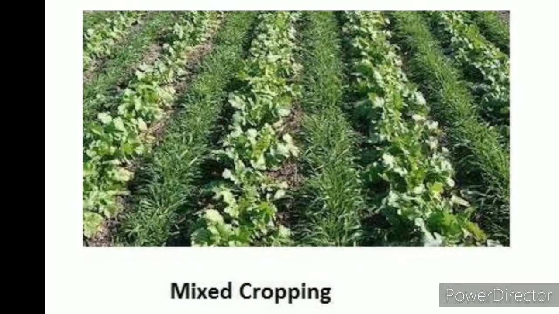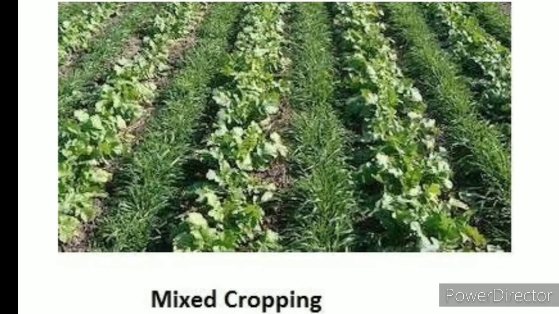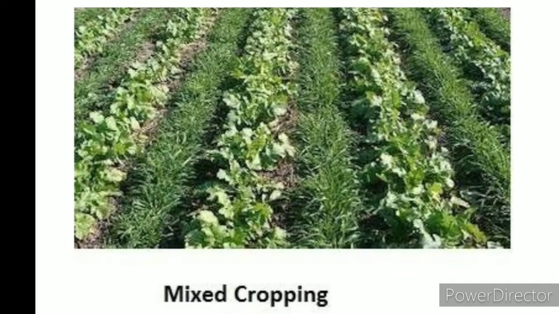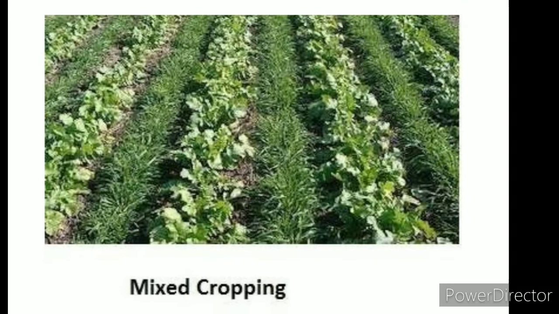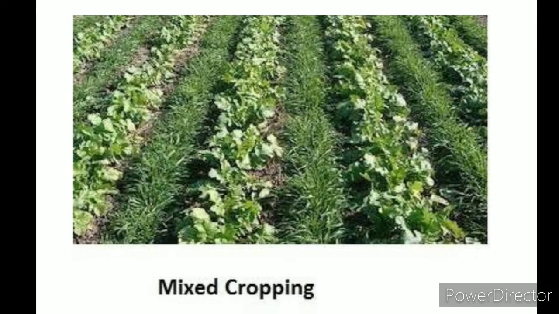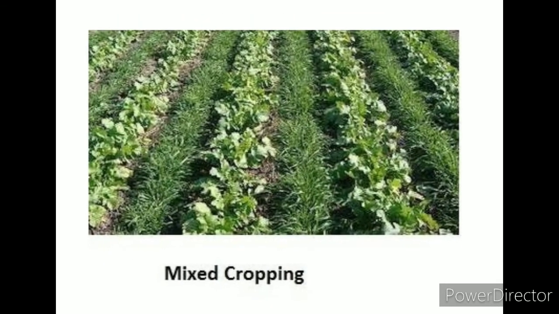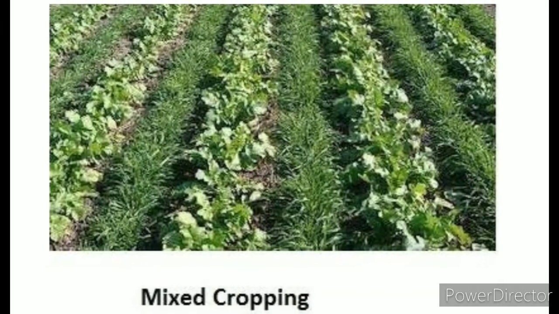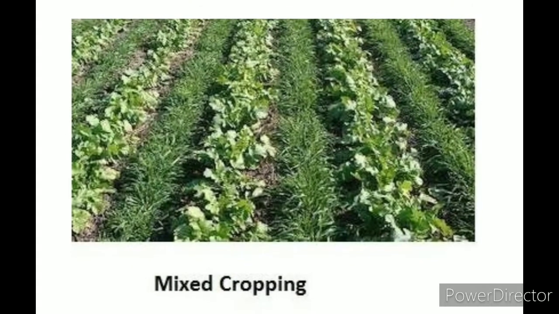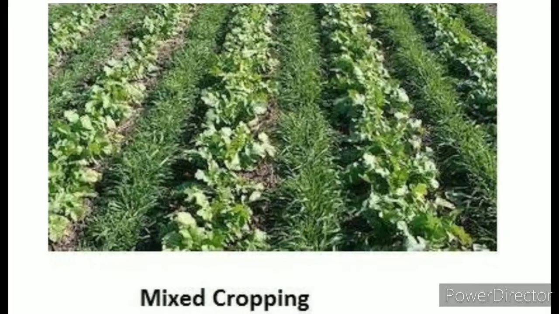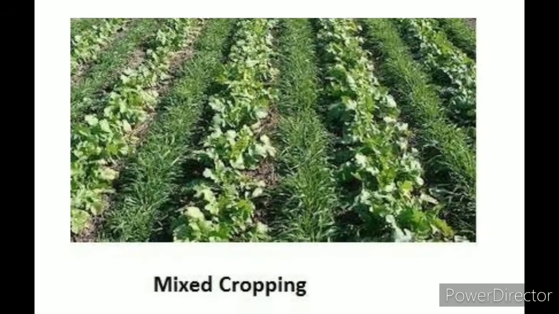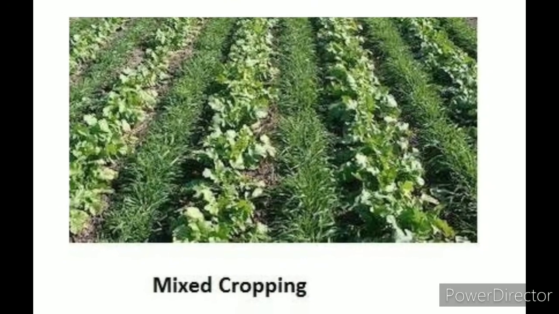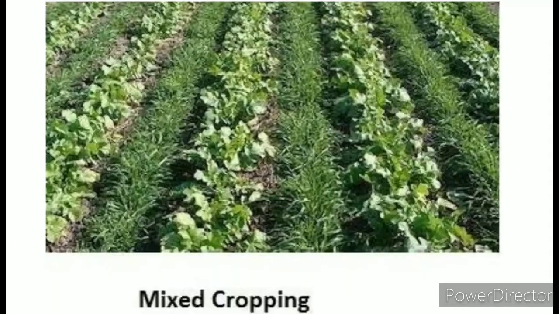Mixed cropping or multiple cropping is the practice of growing two or more crops in the same piece of land during one growing season instead of just one crop. When multiple crops are grown simultaneously, this is also known as intercropping. Example, wheat and gram growing in the same field. Likewise, maize and black gram in the same field. These are a few examples of mixed cropping or intercropping.